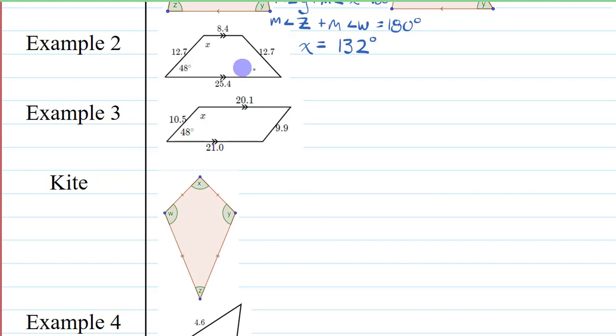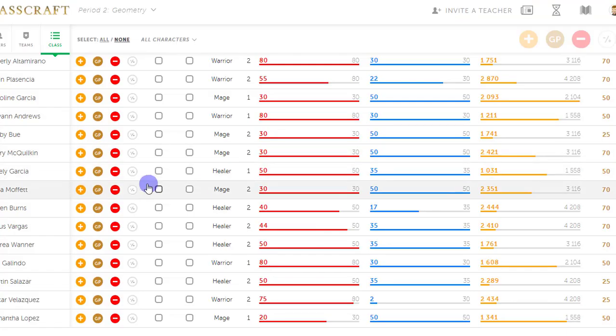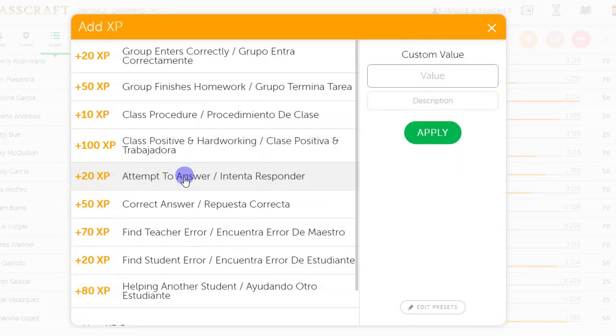Now someone tell me what X is after Colby gets his XP. Someone tell me what X is now that we've analyzed our problem. X is equal to, yeah, go for it, India. 132. 132. It's the same problem, basically. 132 degrees. All right. Moving on.